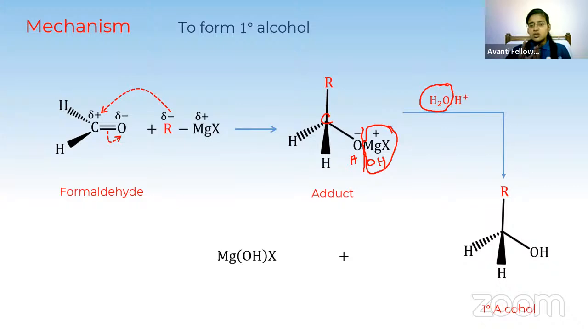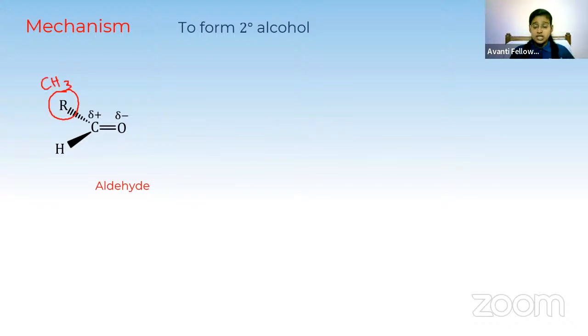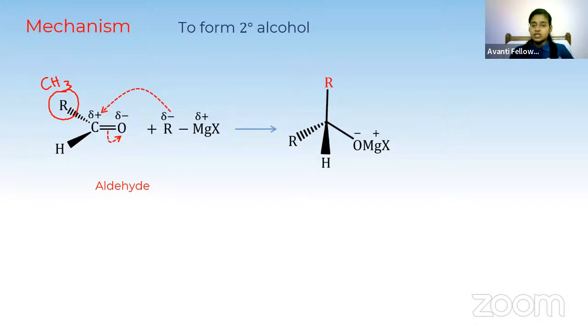Now if I have to prepare a secondary alcohol, what do I have to do? I have to take some other aldehyde, right? Some other aldehyde means one will be hydrogen and the other will be the R group, like CH3 or C2H5, methyl, ethyl, it can be anything. Then I have to add RMgX. R has to go to carbon and MgX has to go to oxygen, and they will form an addition product which is called an adduct.